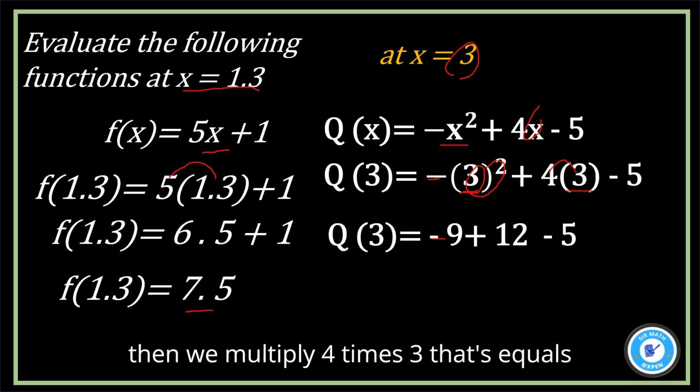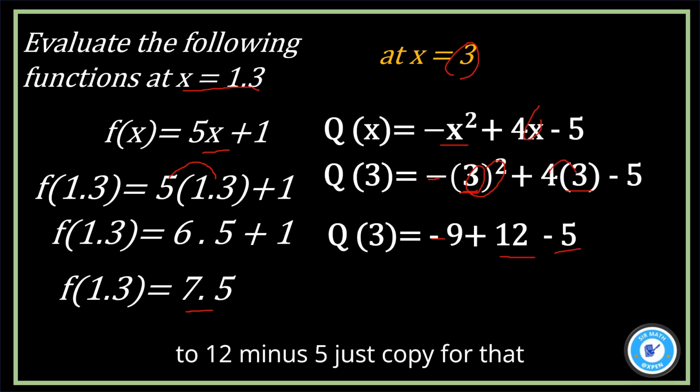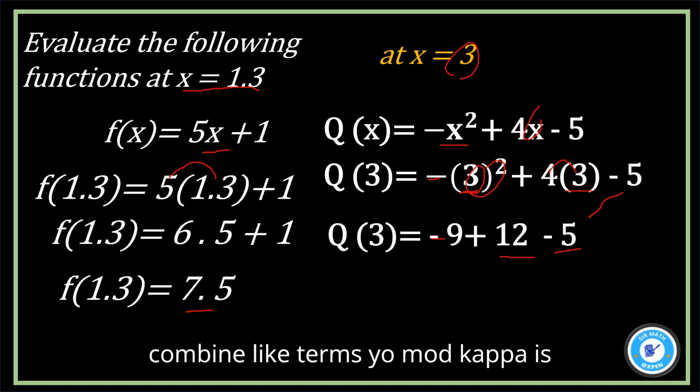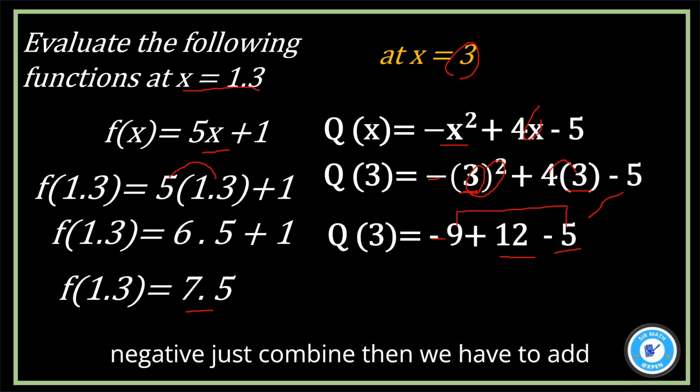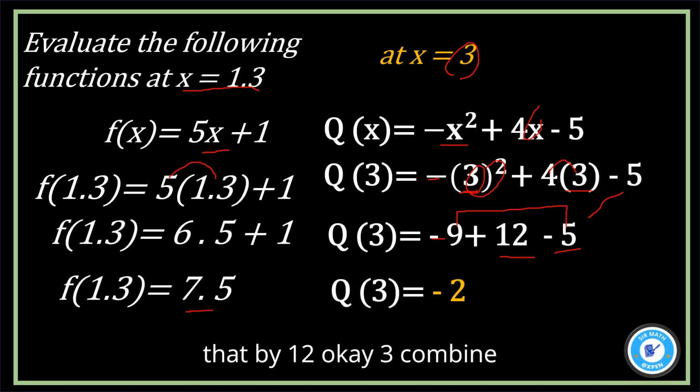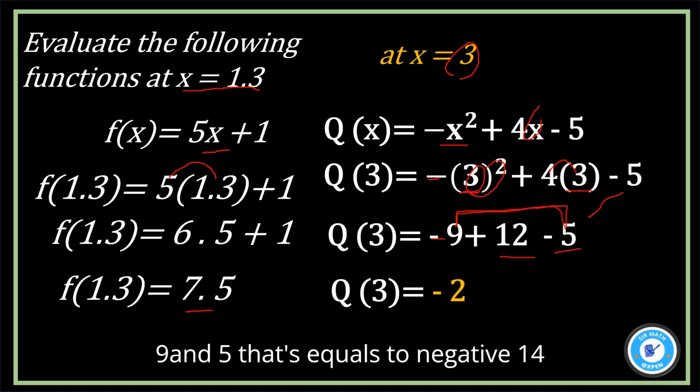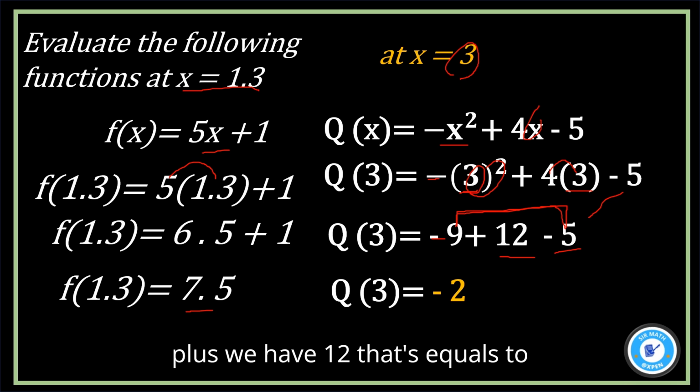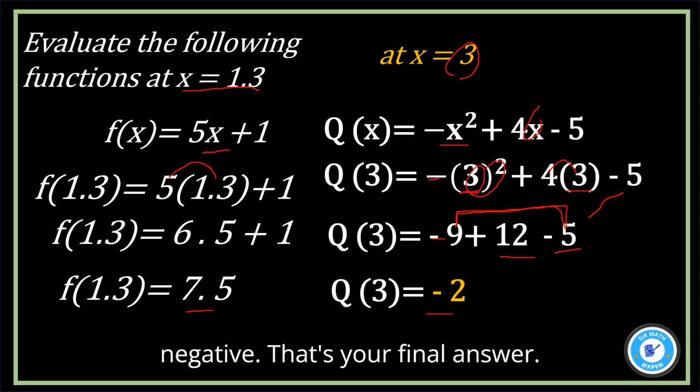Then we multiply 4 times 3, that's equals to 12 minus 5. Just copy that. Combine like terms. Yung magkaparehas pong negative, just combine. Then we have to add that by 12. So if we combine 9 and 5, that's equals to negative 14. Plus we have 12, that's equals to negative 2. That's your final answer.